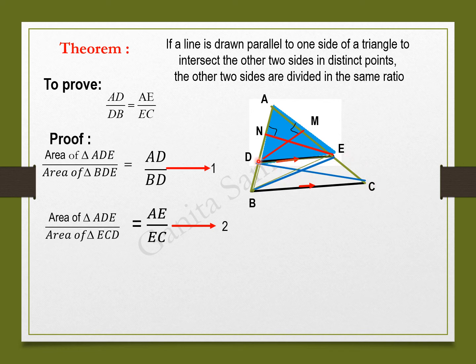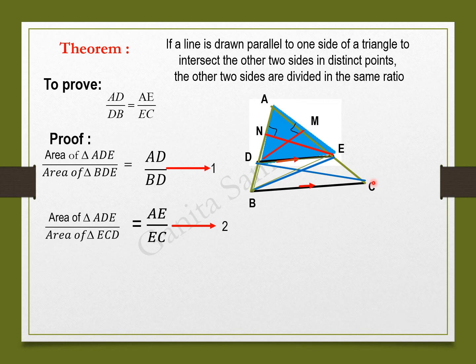That means both the triangles are standing on the same base DE, DEB and DEC. Isn't it, children? And then they are between the same parallels DE and BC. See, DEB is on the parallel line BC. DEC is also standing on the same parallel BC.